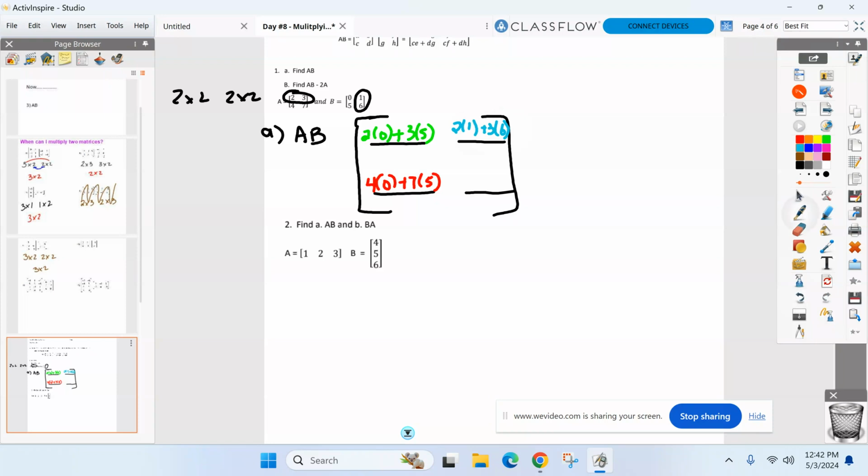And then the last one, which is what? 2, 2? So what am I going to multiply here now? It looks like 2, 2. 4 times 1 with 7 times 6. And now you calculate your results.